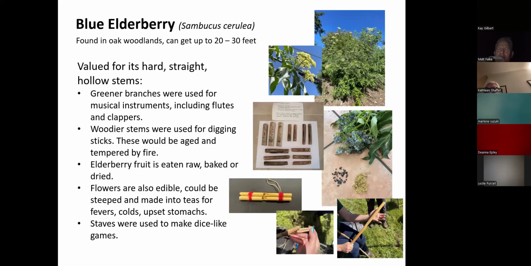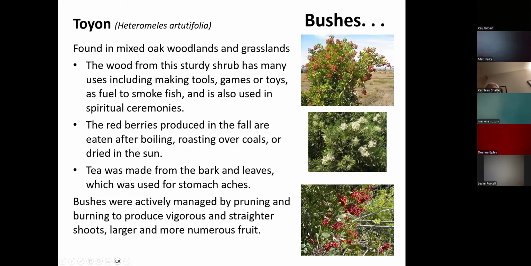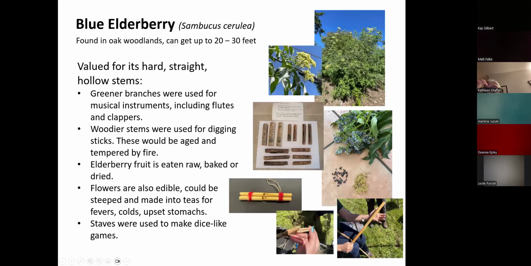Another bush is blue elderberry, which can get huge, but they were valued for these hard, straight, hollow stems. Green branches were used for musical instruments, including flutes and clappers. Look down at the bottom right hand of the screen. Sorry about that. The woman is holding a clapper here, and it's been cut part way down, and she taps it on her hand, and makes those two halves fit together, making a clapping sound.